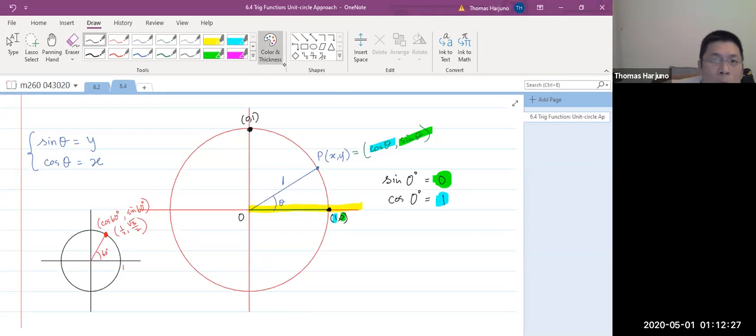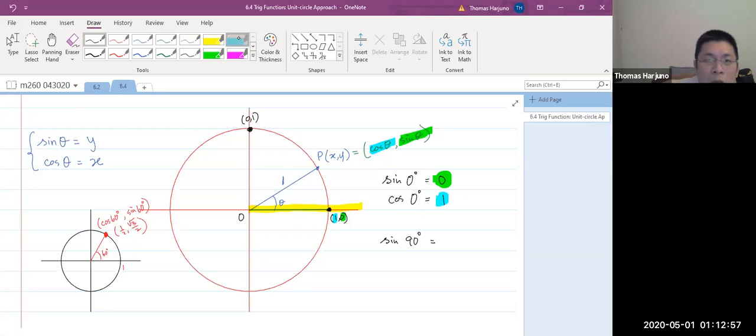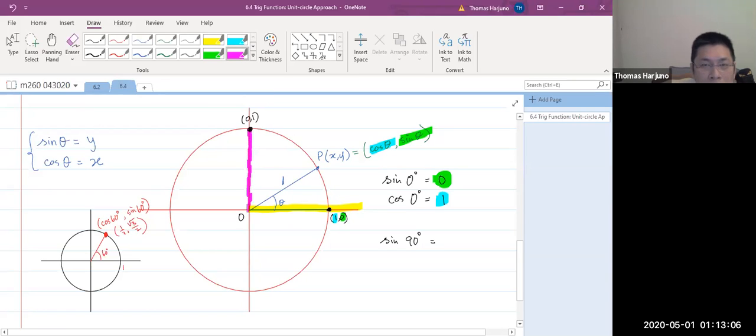The x component of the coordinate is the cosine of that angle. The y component of that coordinate is the sine of that angle. Now, using the same idea, tell me what is sine 90 degrees. Which coordinate actually corresponds to that 90 degrees? It's this coordinate here, right? This coordinate 0, 1 gives us angle 90 degrees.